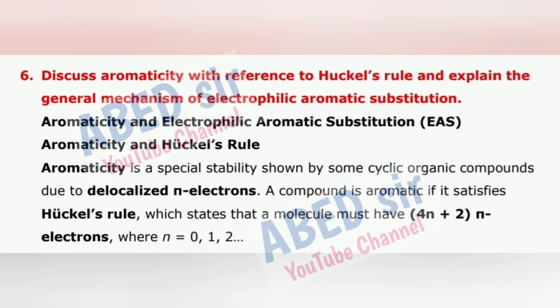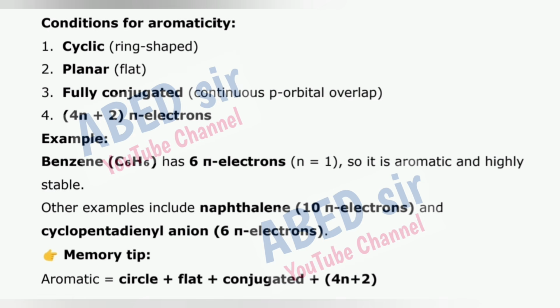Aromaticity is a special stability shown by some cyclic organic compounds due to delocalized pi electrons. A compound is aromatic if it satisfies Huckel's rule, which states that a molecule must have 4n plus 2 pi electrons, where n is equal to 0, 1, 2. Conditions for aromaticity. 1. Cyclic, ring-shaped. 2. Planar, flat. 3. Fully conjugated, continuous p-orbital overlap. 4. 4n plus 2 pi electrons.